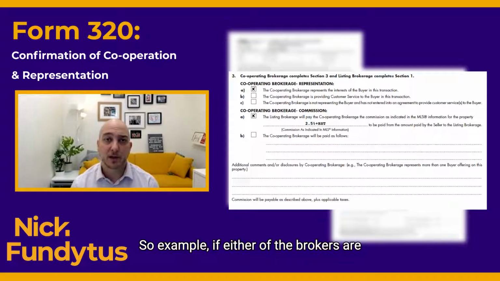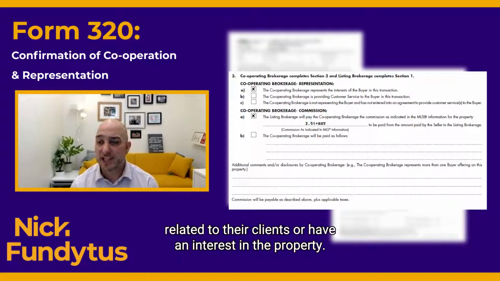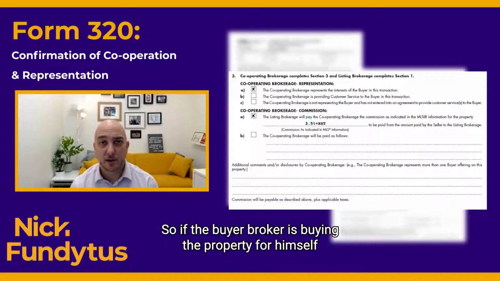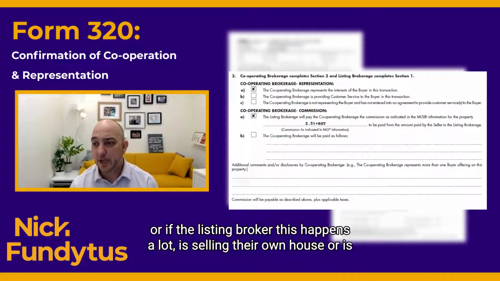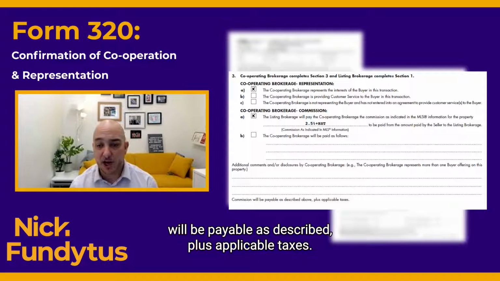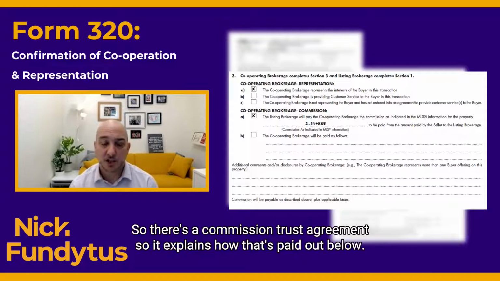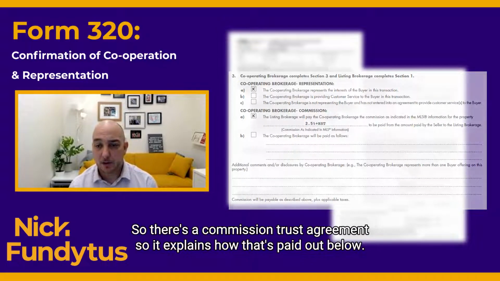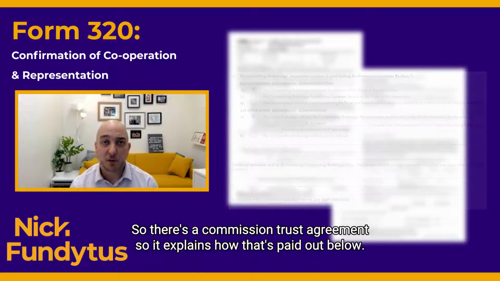So for example, if either of the brokers are related to their clients or have an interest in the property. If the buyer broker is buying the property for himself, or if the listing broker, this happens a lot, is selling their own house or is related to the seller, they would write that there. It says commission will be payable as described plus applicable taxes. So there's a commission trust agreement. It explains how that's paid out below.